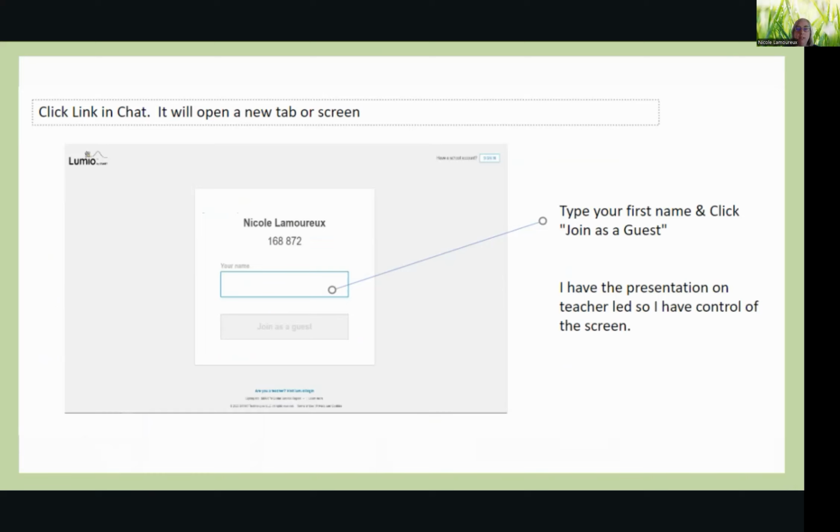So in a moment, I'm going to pull up the chat, and it's just going to take me a few minutes. When you click on it, a new tab will open, and it'll have my name like this, and it'll say your name. You can use my fake name, I don't care, and click join guest. I'm going to wait till everybody gets in. And then when I see most people in, I'll take over and start doing the presentation.